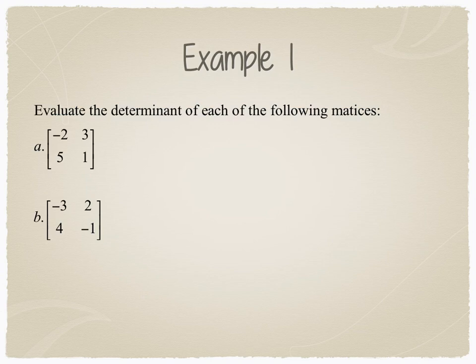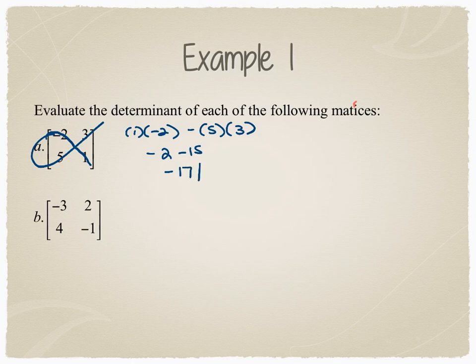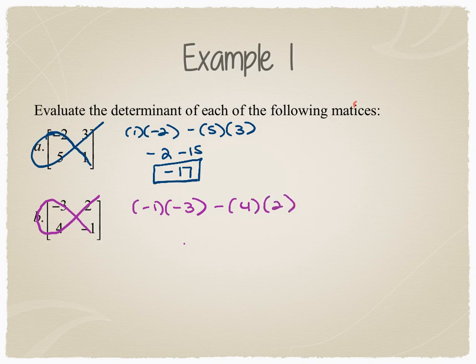All right, example 1 says evaluate the determinant of each of the following matrices. There should be an R there. So just what we did, I would multiply 1 times negative 2 and then subtract from it 5 times 3. Negative 2 minus 15 is negative 17. Then I go to B. I would do negative 1 times negative 3, minus 4 times 2. And I get positive 3 minus 6, which is negative 3.